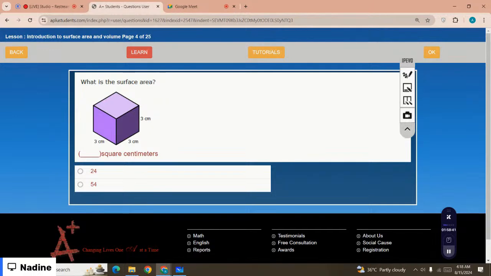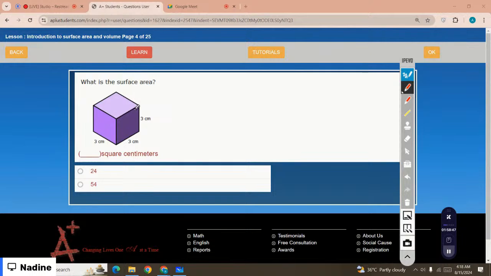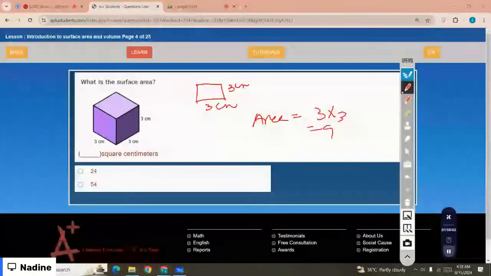What is the surface area? You are given the cube, and you have to calculate the surface area of the cube. It has a total of six faces, and each face is a square. The square has dimensions 3 centimeters and 3 centimeters. Let's calculate the area of one face. That is 3 times 3. The correct option is 9.